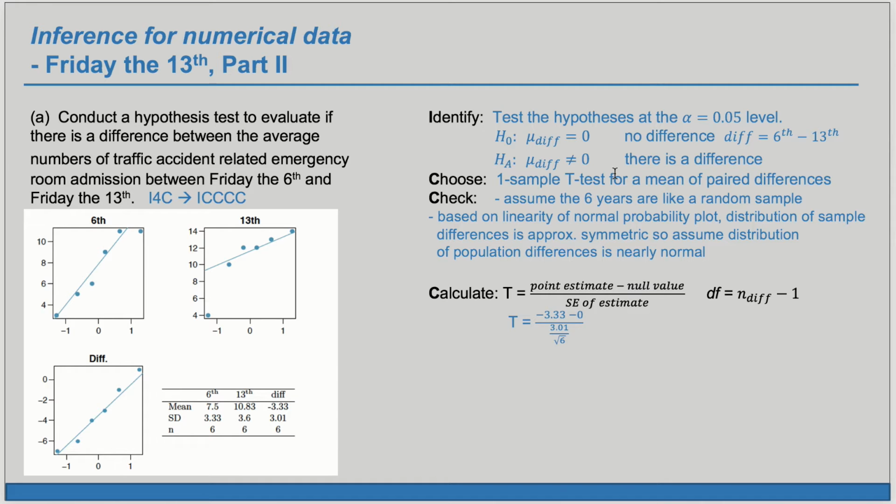The null value is what we hypothesize under H sub 0, and that's 0. Here we have the sample standard deviation, and that's given as 3.01, and then the sample size, the number of differences, is 6. So we plug that in and we get our T test statistic. We can see that the degrees of freedom is 6 minus 1, which is 5.